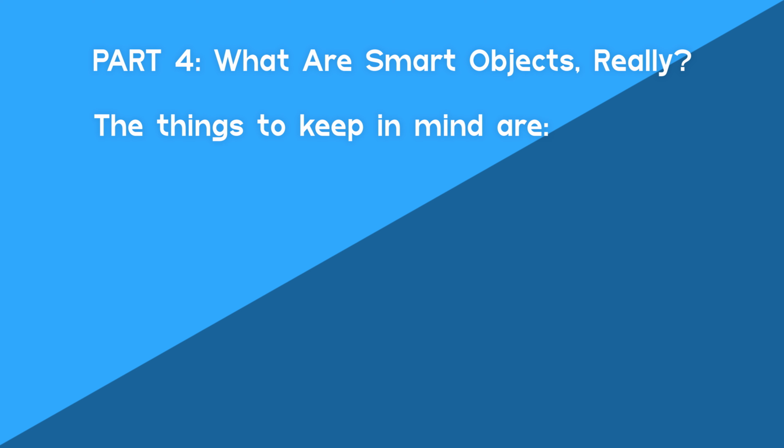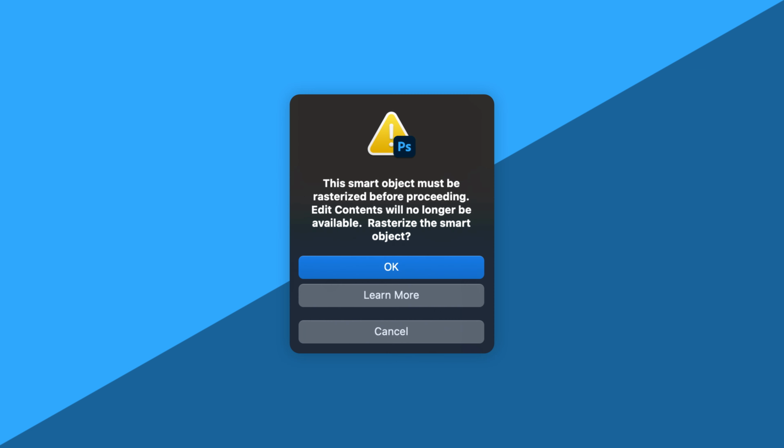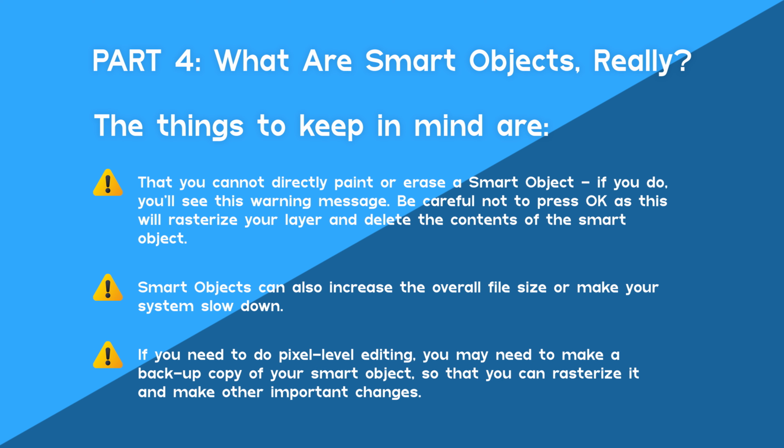And the things to keep in mind are that you cannot directly paint or erase a smart object. If you do, you'll see this warning message. Be careful not to press OK as this will rasterize your layer and delete the contents of the smart object. Smart objects can also increase the overall file size or make your system slow down. And if you need to do pixel level editing, you may need to make a backup copy of your smart object so that you can rasterize it and make other important changes.